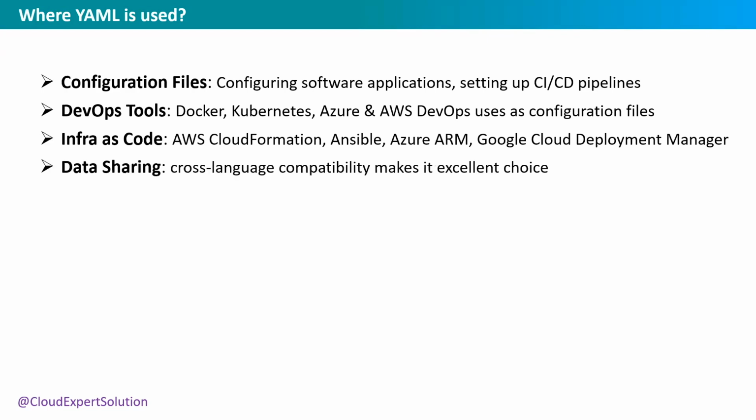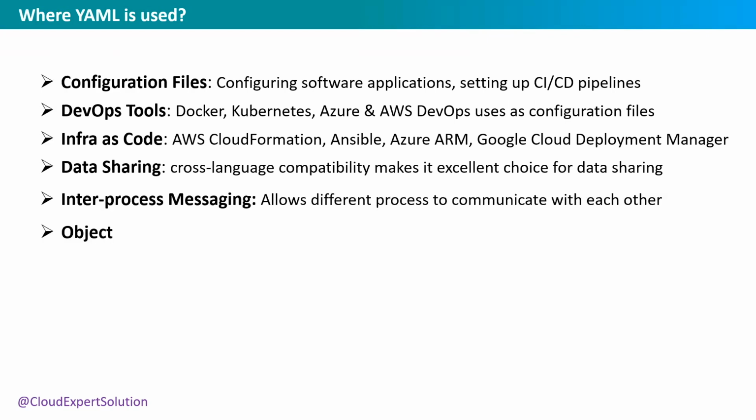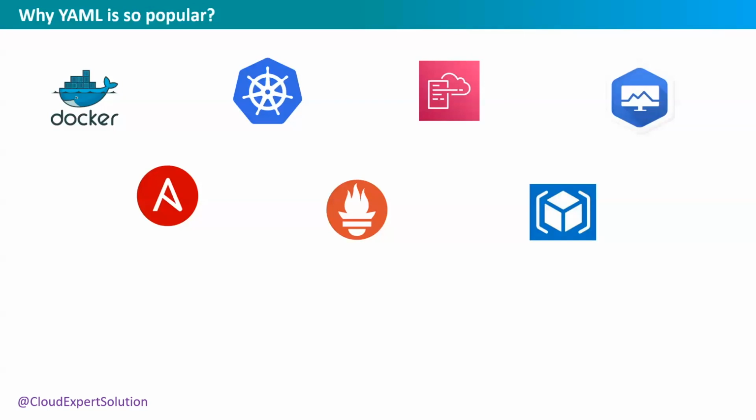Next, data sharing. YAML's cross-language compatibility makes it an excellent choice for data sharing. Then you can use it for inter-process messaging, also for object persistence. If you want to persist the data into a database, you can store it in YAML format as well. Then we will move to why YAML is so popular. Popular services like Docker, Ansible, Kubernetes, Prometheus, Terraform, Azure DevOps, AWS DevOps, GCP DevOps, or other DevOps tools use YAML for configuration files.